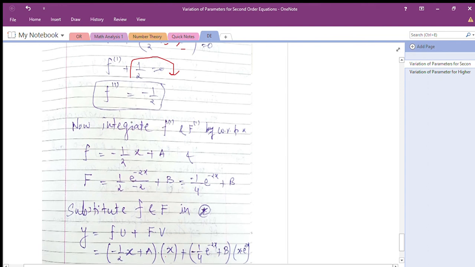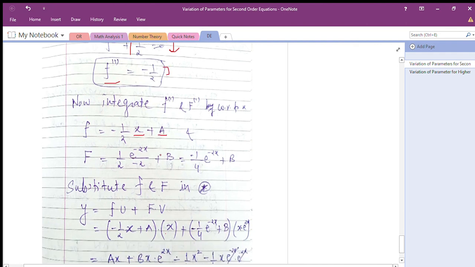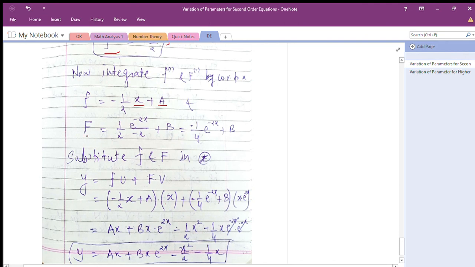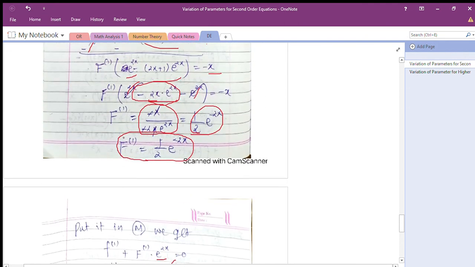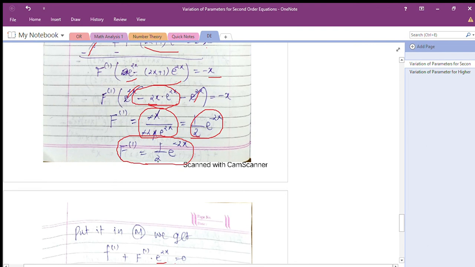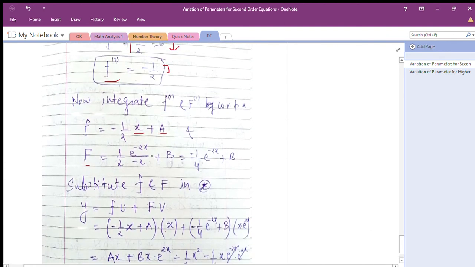Now we integrate this. When we integrate f1, we will get minus 1 by 2 into x and the constant of integration, that is a. Similarly, capital F is this term. When we integrate this 1 by 2 as it is, e raised to minus 2x, what is the integral of e raised to minus 2x, friends? Yes, it is e raised to minus 2x, but for minus 2x, the derivative is minus 2, so we write that in the denominator. So minus 2 in the denominator and e raised to minus 2x in the numerator. So minus 4 plus b, the constant. So we will get something like this.